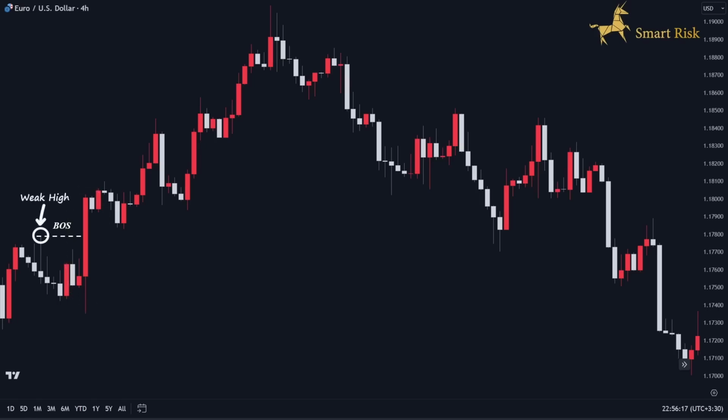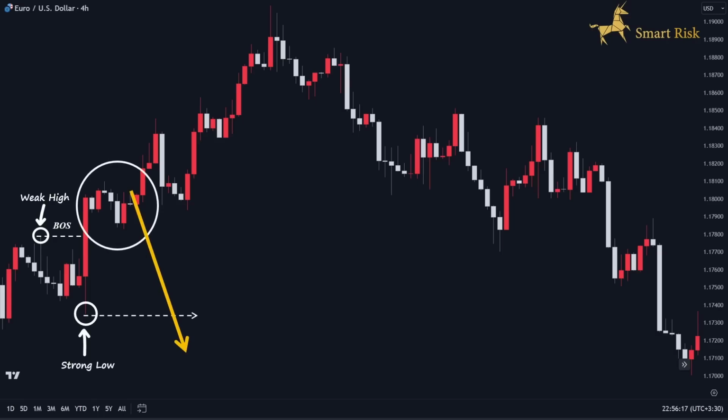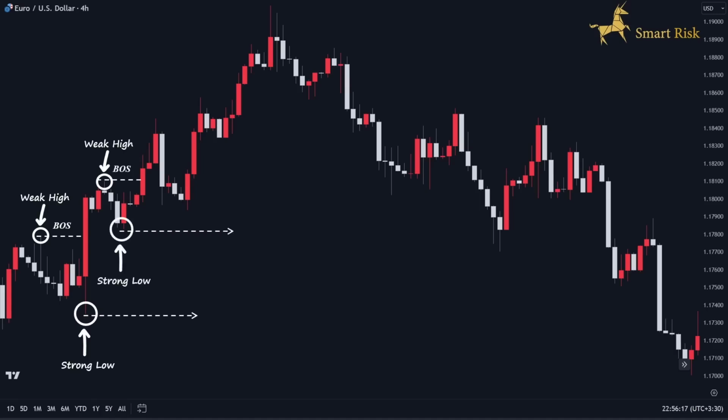So we have a strong low point right here. In the following, we see that the price entered into a short pullback phase and couldn't break the last strong structural low point. So this means this high should be considered a weak point. Continuing, we see that the price pushed to the upside and broke above the last weak high and created a bullish break of structure, so we have a new strong low right here.